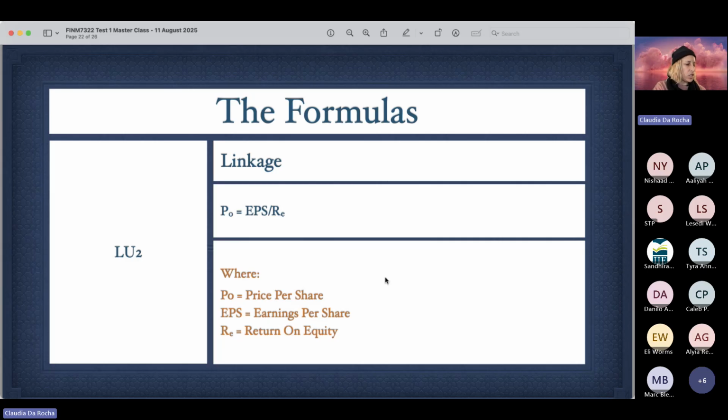With linkage, what we are looking at is the impact and the change in financial risk. We're looking at our earnings per share in relation to our return on equity. So earnings per share divided by return on equity will then give us our price per share. And based on our price per share, obviously, the higher the price per share, the less impacted it is by financial risk, and vice versa.